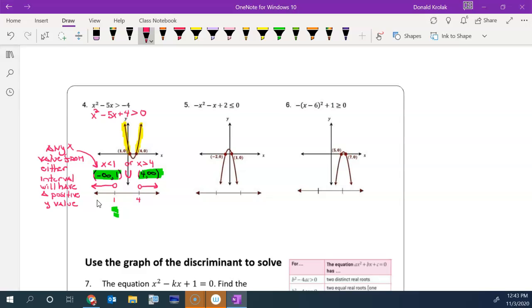And the intervals I highlighted in green. That's interval notation.